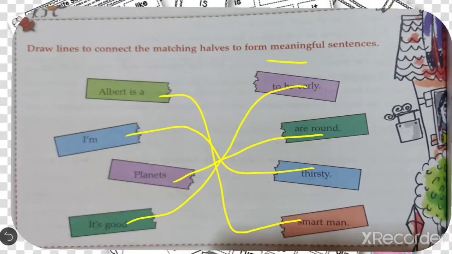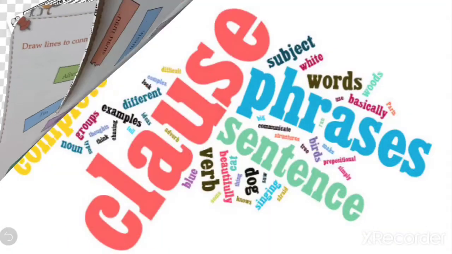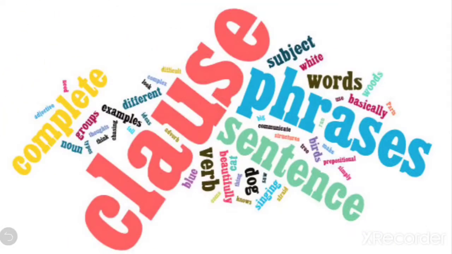Here, observe this word, meaningful sentence. If I say Albert is to be early, it's not correct. It makes a sentence but not a meaningful sentence. So we have to make a meaningful sentence. Now students, do these with a pencil in your textbook.